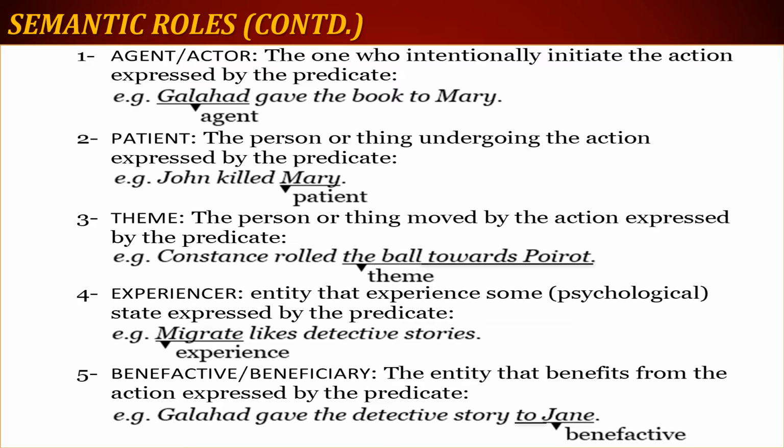The third one is theme. Theme refers to the person or thing moved by the action expressed by the predicate again. Constance, for example, rolled the ball towards Poirot. Here, the part after the verb can be regarded as theme.